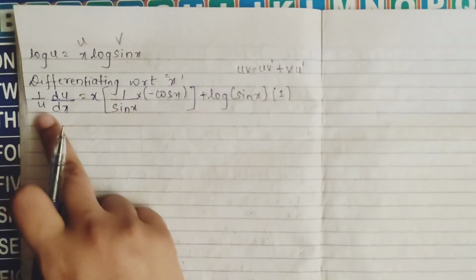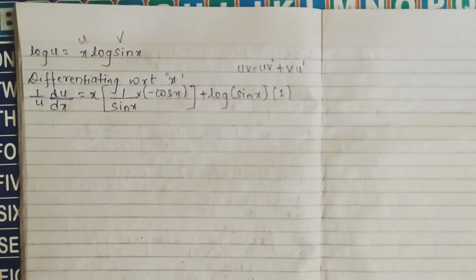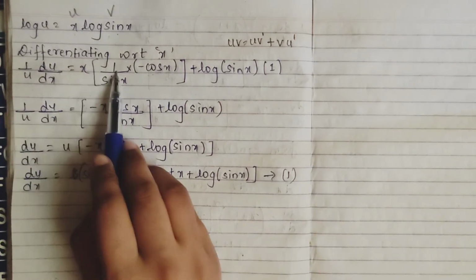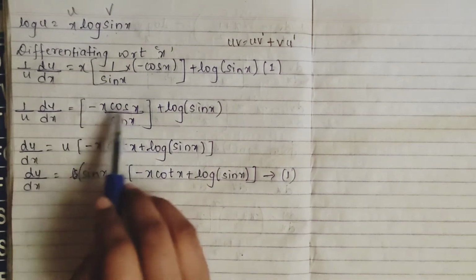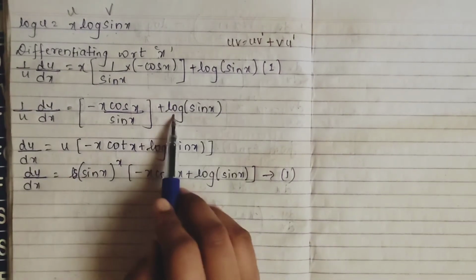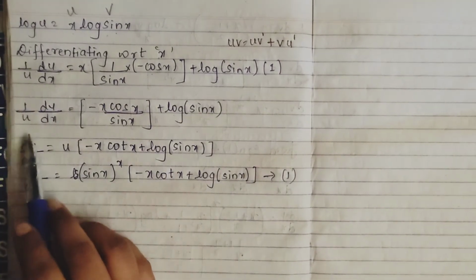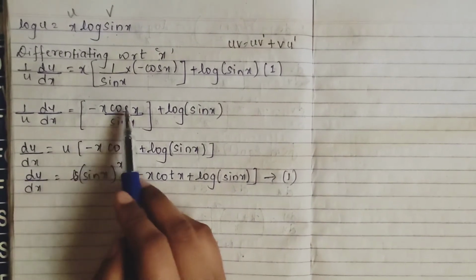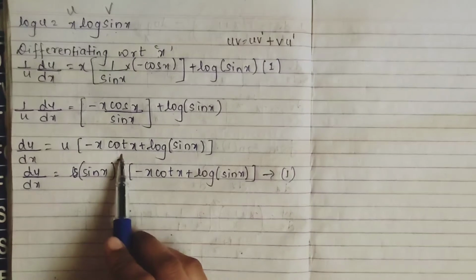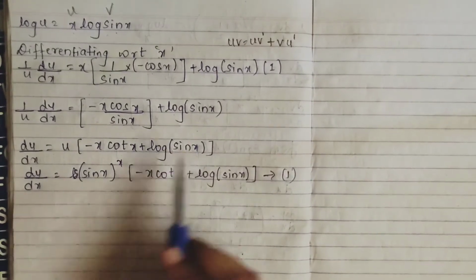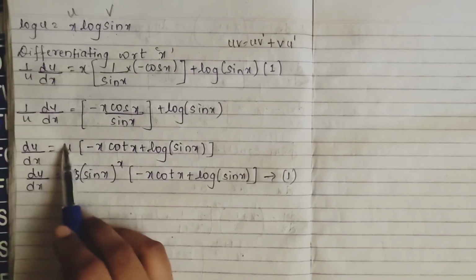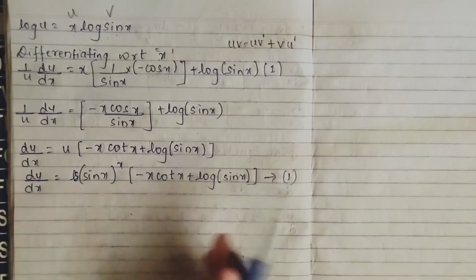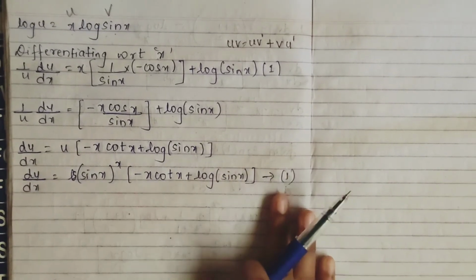At the end, replacing your u with the actual value. So after coming here, I am multiplying this x, right? It will become minus x cos x whole divided by sin x plus log sin x. This 1 by u I'll take to the other side, so it will become u times minus x, see, cos by sin is cot x, plus log sin x. Now what is my u actual value? Replace it with sin x raised to x and then write this as it is. So this is your equation 1.